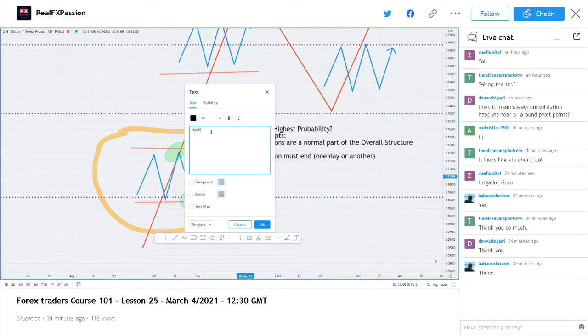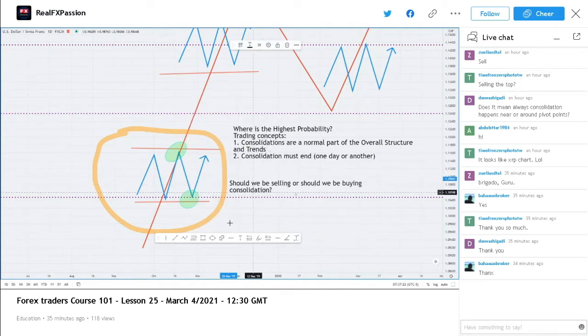Oh, Passion asks, can I buy and sell? Sure, we can do anything, right? But should we be selling, or should we be buying in consolidation?